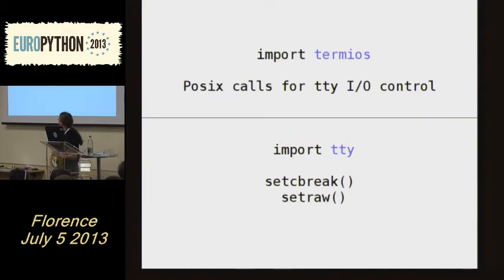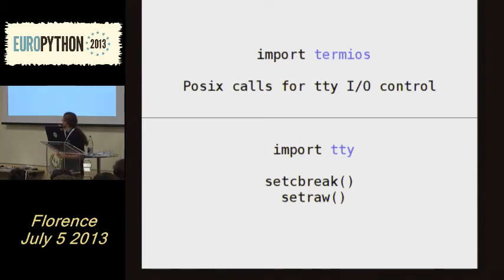There are two very Unix specific libraries in the standard library. One is termios, which lets you call the ioctl syscall, which I talked about earlier, so you can set all the different properties of the terminal. And then there's tty, which is a higher level wrapper around that.